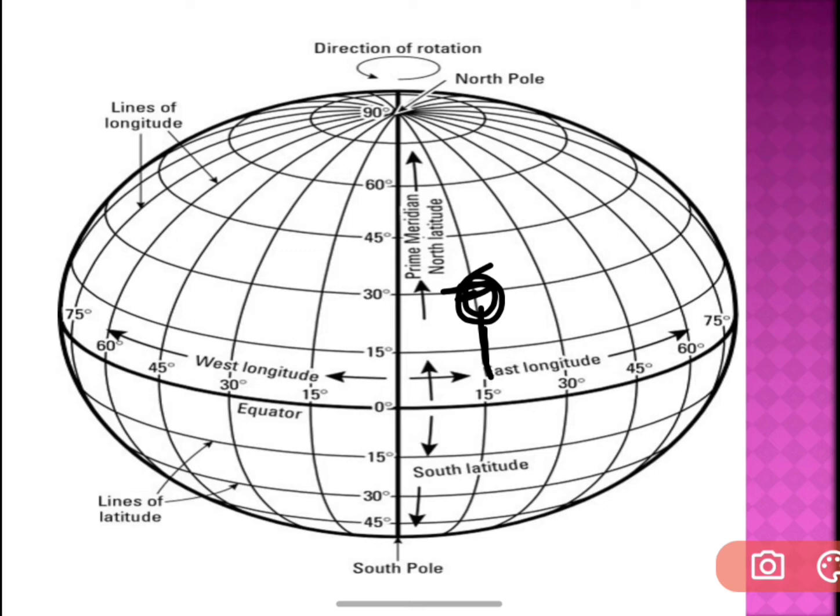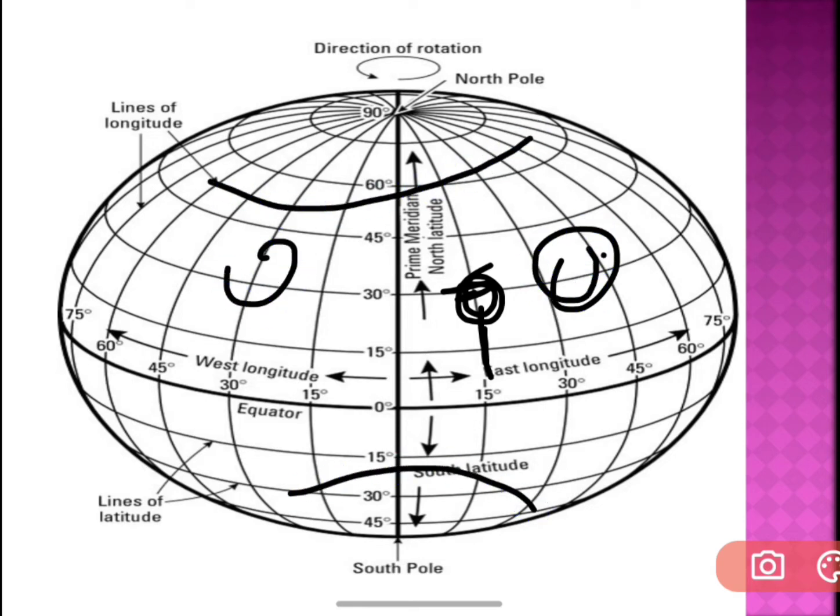So in which hemisphere is it? It is the northern hemisphere and the eastern hemisphere, isn't it, children? This is east, this is west, and this is north, and this is south. So this is the northeast hemisphere, with longitude 15 degrees and latitude 30 degrees.